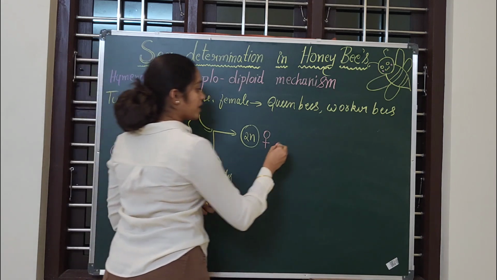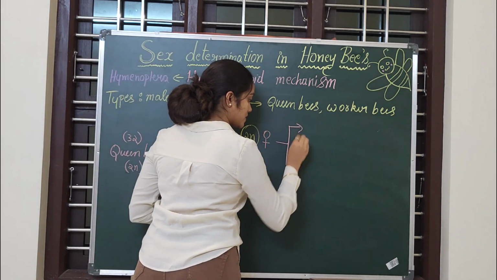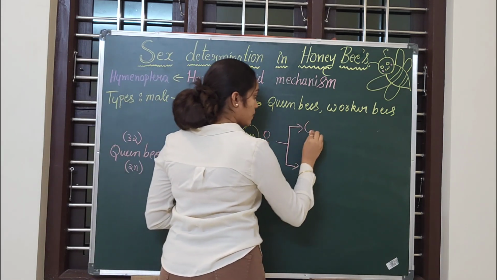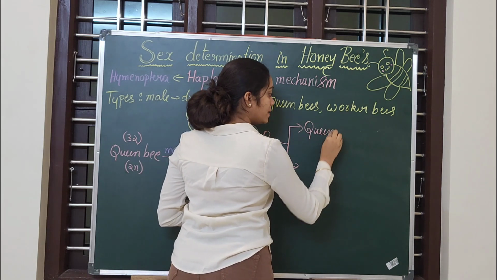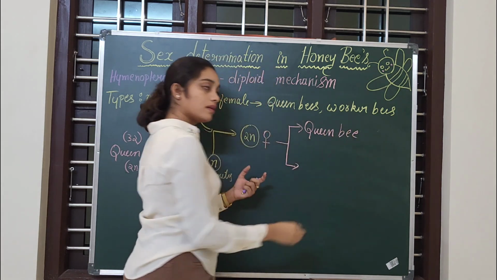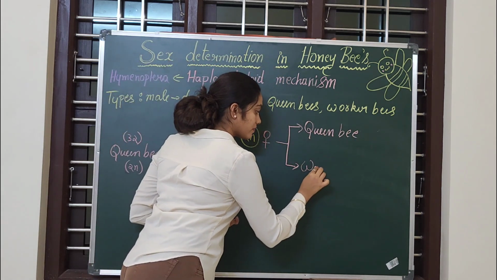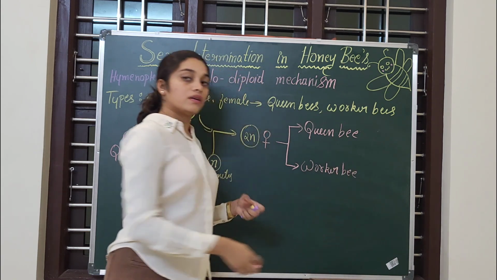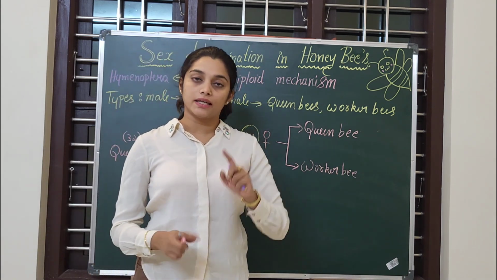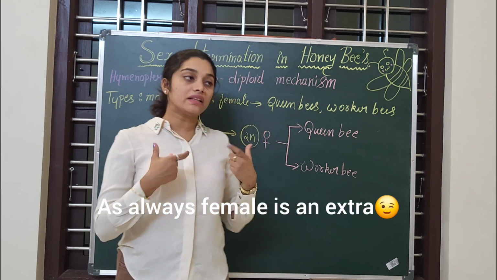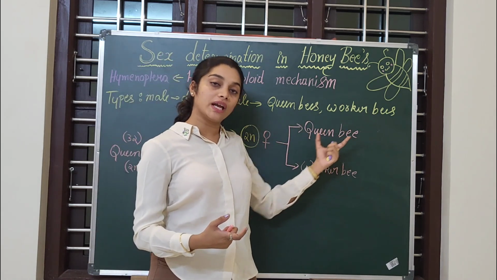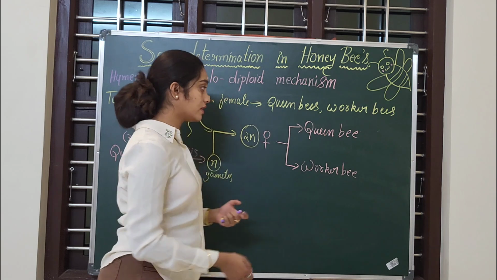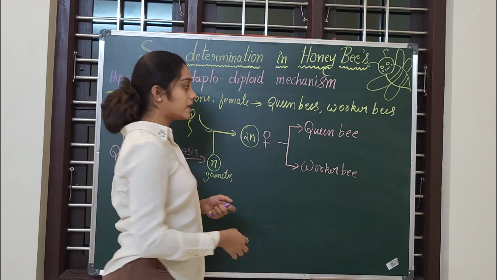But this female is of 2 types. That is, one is queen bee, the other is worker bee. Okay. So now if it is a diploid, then it is female. But now again in that we are having 2 types, queen bee and worker bee. How do we identify that? That is based upon the food that it consumes.